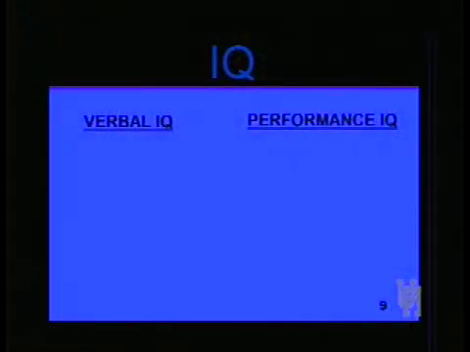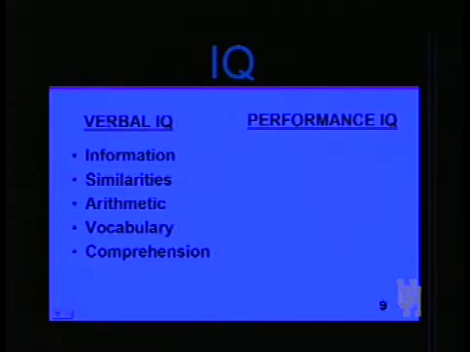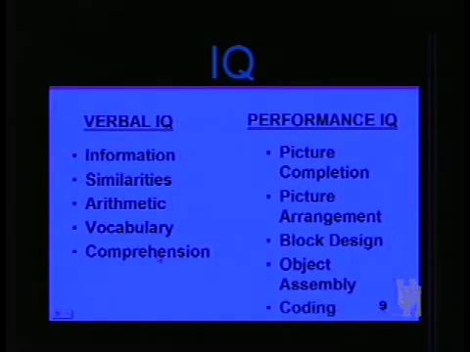You have a verbal IQ and a performance IQ. The verbal IQ has 5 subtests: an information test, a similarities test, an arithmetic test, a vocabulary test, and a comprehension test. And the performance also has 5 subtests: a picture completion test, a picture arrangement test, a block design test, an object assembly test, and a coding test. They're fancy words, they're pretty easy, okay?